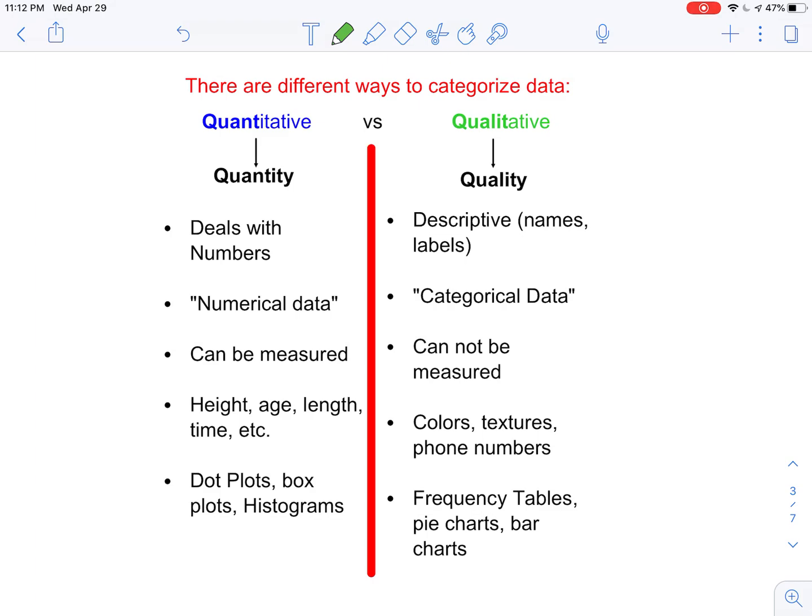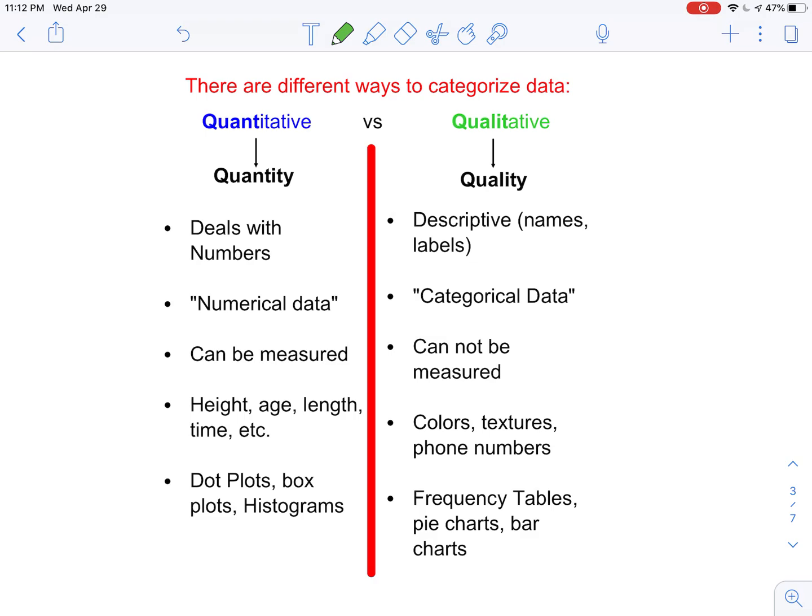So the first way we categorize it is based off of what it is talking about. So in our first column, we have quantitative data. In our second column, we have qualitative data. What are those two things and how are they different? Well, if you hear the word quantitative, hopefully you start thinking the word quantity, right? How much of something. And that's what's going to be the defining feature of quantitative data. It deals with numbers. In fact, another name for it is numerical data.